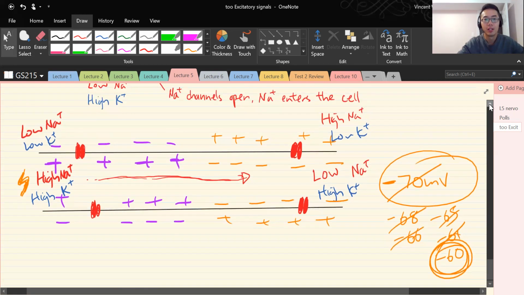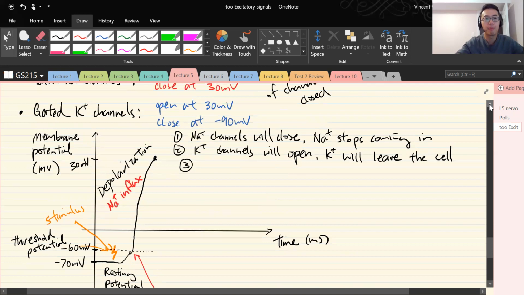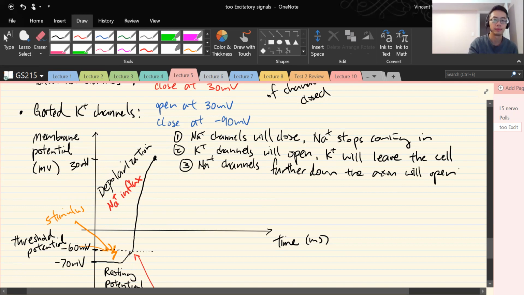Okay. So what's the third thing that's going to happen? The third thing that's going to happen is sodium channels further down the axon will open. Okay, so the sodium channels of the current section will close, but then the sodium channels further down will open.